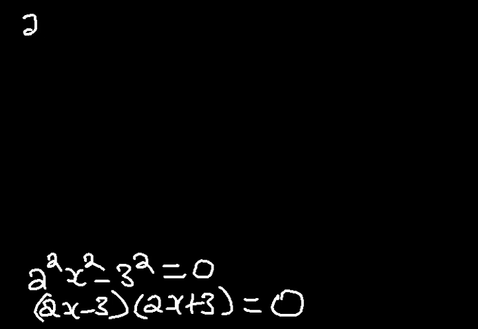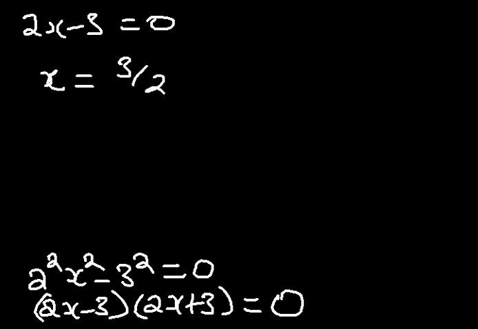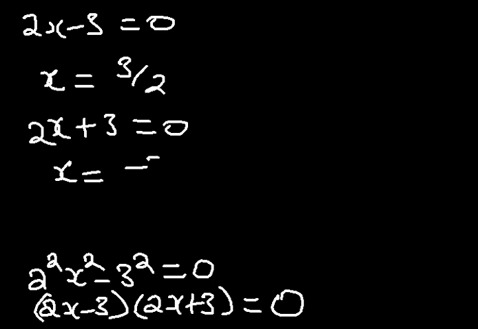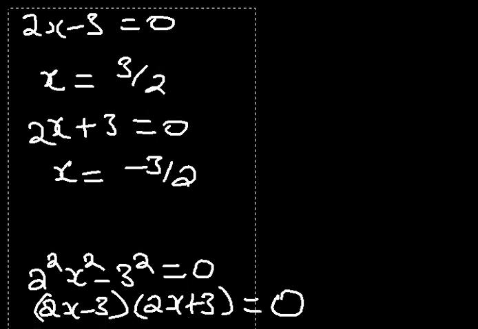So in this case, we have 2x minus 3 equal to 0, and in this case we have x is equal to 3 over 2. Then we have 2x plus 3 equal to 0, so x is equal to negative 3 over 2. Now these are the solutions you should get.